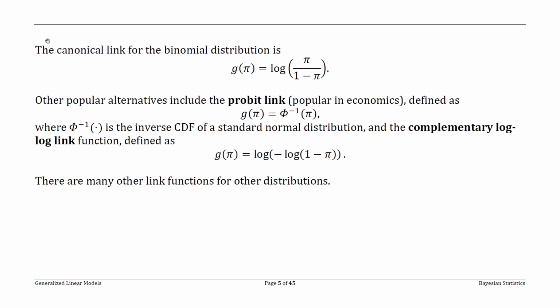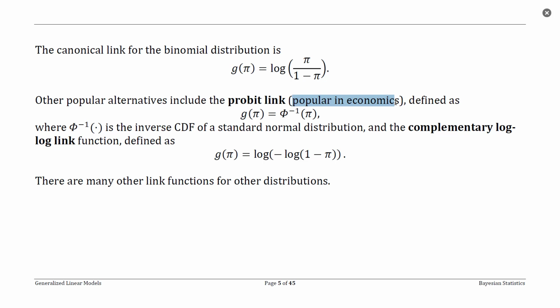So talking a little bit more about the binomial distribution, as we've already looked at, the canonical link for the binomial distribution, g of pi, is the log of pi over 1 minus pi. But there are other link functions. I want to make it clear that the canonical link is not the only link function you can use. Some other popular link functions for the binomial distribution are the probit link function.